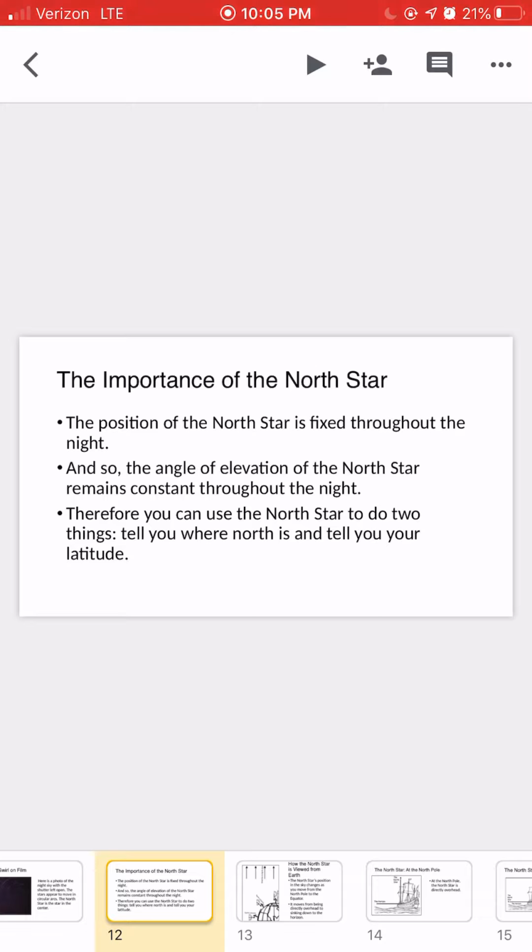So the importance of the North Star. The position of the North Star is fixed throughout the night, and so the angle of elevation of the North Star remains constant throughout the night. Therefore, you can use the North Star to do two things: tell where north is and tell your latitude. So the North Star helps us tell where north is and what latitude we are at.